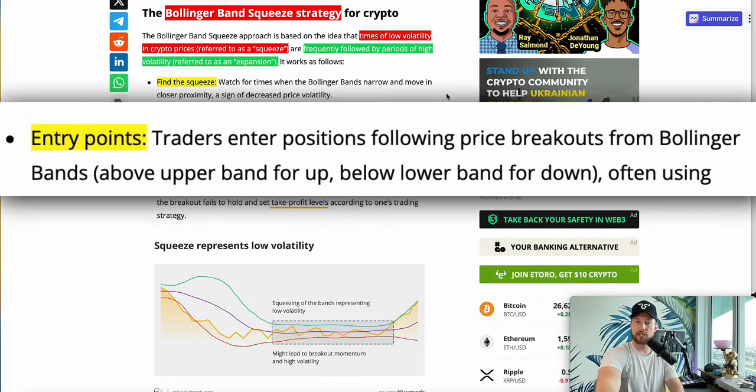Because you're not entering positions during a squeeze, you enter during a breakout to confirm the price direction, to confirm a trend reversal. So once you see a break of the upper band after a long period of a Bollinger Band squeeze, that could signal a trend reversal to the upside. On the contrary, if you see a break below the lower band, then that would signal a trend reversal to the downside.